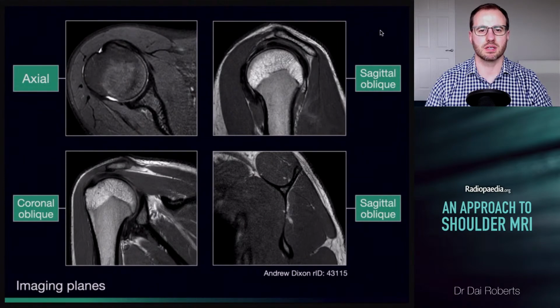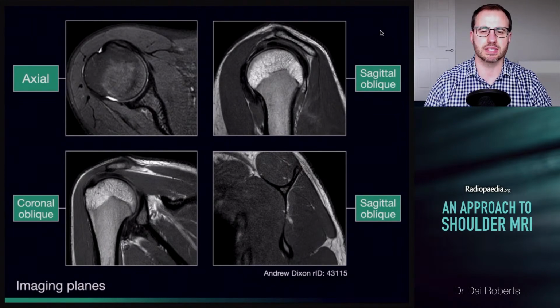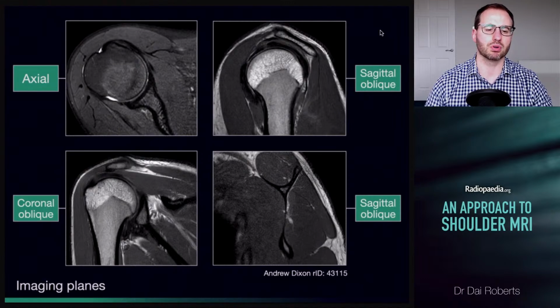There's a set number of imaging planes which we use, and that's our axial, coronal oblique and our sagittal oblique sequences when it comes to shoulder MRI. Hopefully everyone's used to the axials, same as our other axial planes and other joints. And then the coronal oblique and the sagittal oblique are essentially sequences which are slightly off, not on the pure coronal or sagittal, and we'll touch on how we create those sequences and how we should assess their adequacy.